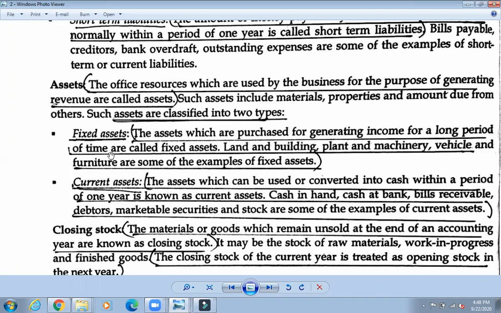If you have bought it for more than one year, if it lasts for more than one year, that is called the fixed assets. Like land, it is not for 1 year, 2 years, it is for many years. Land and buildings. Plant and machinery.